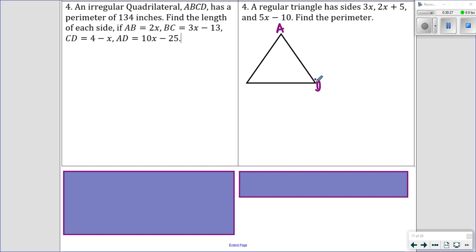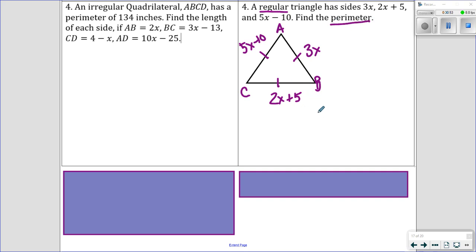They didn't say ABC. Whatever. Alright, so a regular triangle. So I know my triangle is regular. That's the key word there. That means it's going to be all congruent. Has sides of 3x, 2x plus 5, and then 5x minus 10. Find the perimeter.